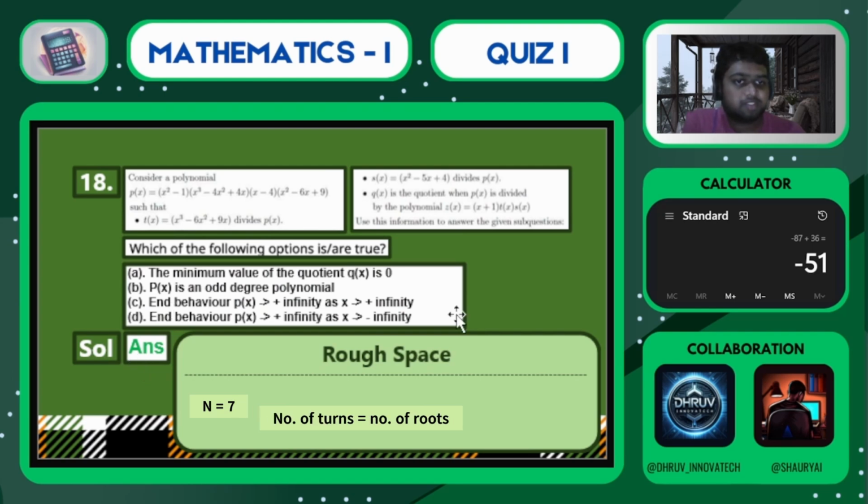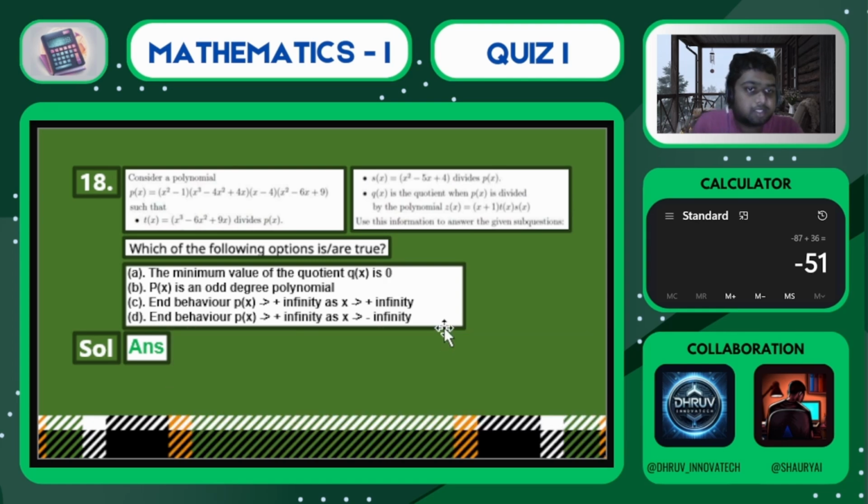Look forward to the next question. As you can see, this is the same question. In this, we just have to answer some theoretical questions. First is, P(x) is an odd degree polynomial. The second option is wrong because, as you can see, 8 roots came. Doesn't matter if they're distinct or not, but 8 roots came. When an even number of roots are present, then it's an even degree polynomial. So option B is not correct. The minimum value of Q(x) is 0. That is true. If you substitute the roots, then you will find out that the minimum value of Q(x) holds 0.